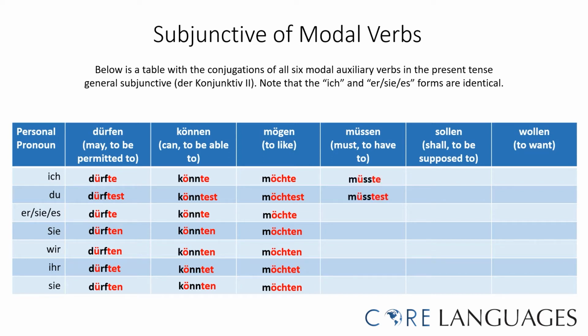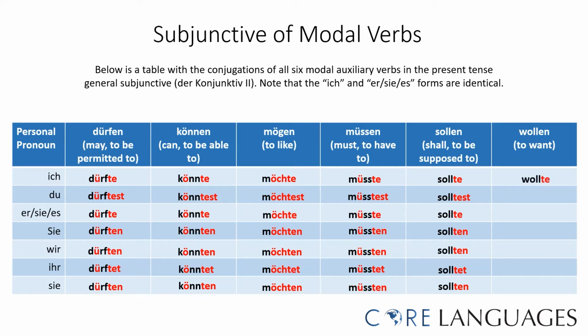Ich müsste, du müsstest, sie es müsste, Sie müssten. Wir müssten, ihr müsstet, Sie müssten. Ich sollte, du solltest, sie es sollte, Sie sollten. Wir sollten, ihr solltet, Sie sollten. Ich wollte, du wolltest, sie es wollte. Sie wollten, wir wollten, ihr wolltet, Sie wollten.